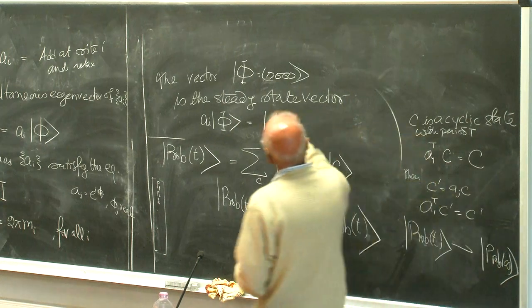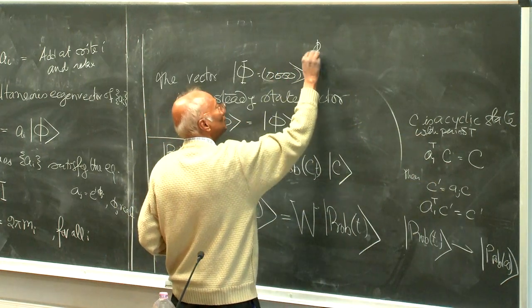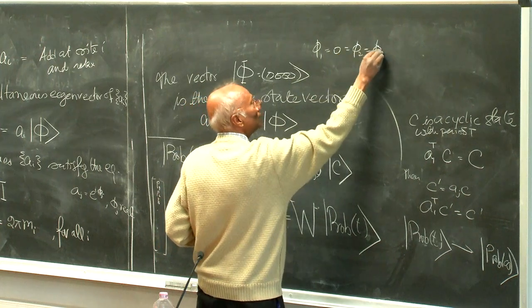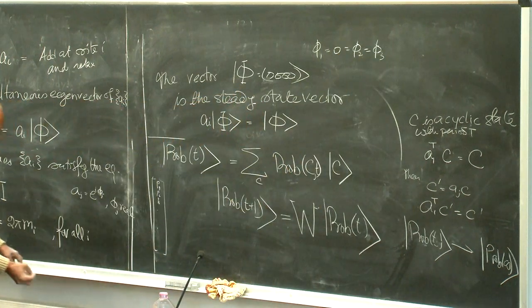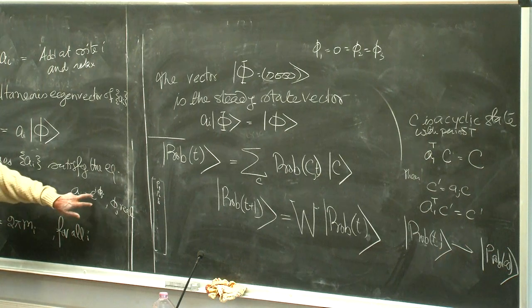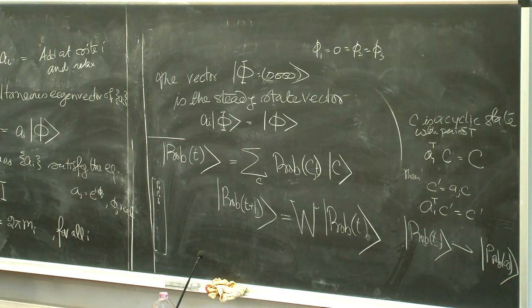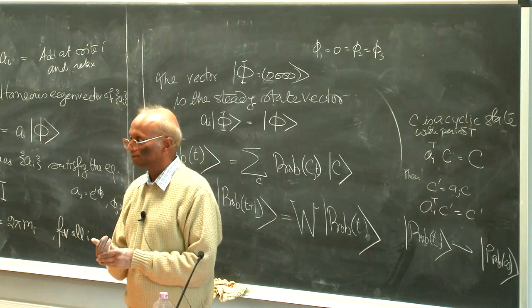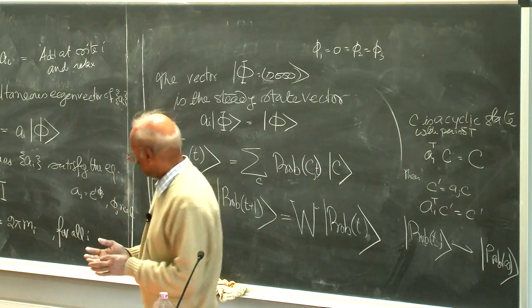Oh, this one, it says phi 1 equal to 0 equal to phi 2 equal to, yeah. So that was given here. A_j equal to e to the power i phi_j. Okay? Other question? Okay, so very good.